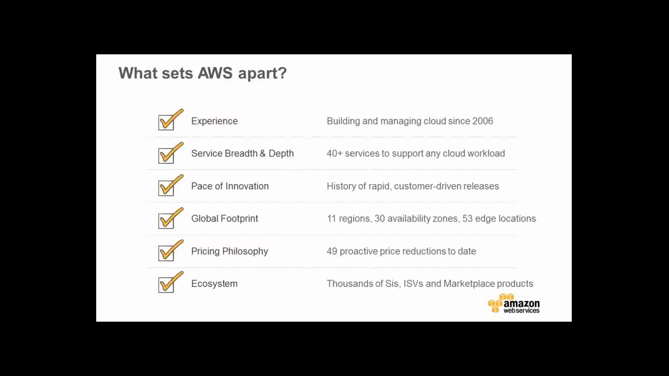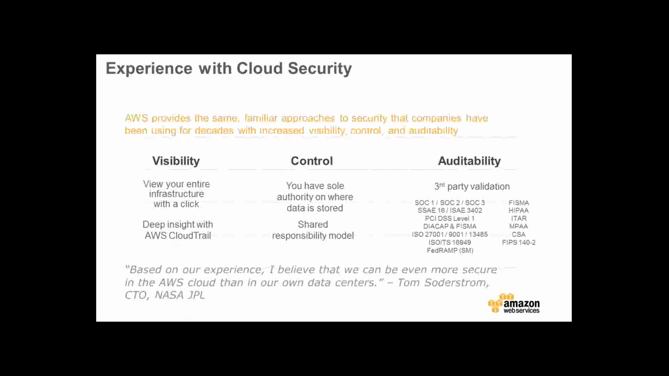Now that experience is not only with the actual platform, but it's also with security. So AWS provides the same familiar approaches to security that companies have been using for decades. And when running applications on AWS, we operate in what we call a shared security model. In this model, AWS takes responsibility for securing the infrastructure, and our customers and partners work to secure the actual applications. Now, AWS works with a number of different third parties to validate our infrastructure against industry-leading standards that our customers are asking for.